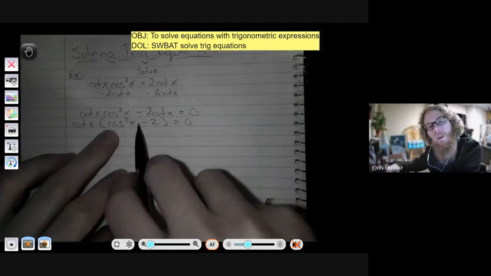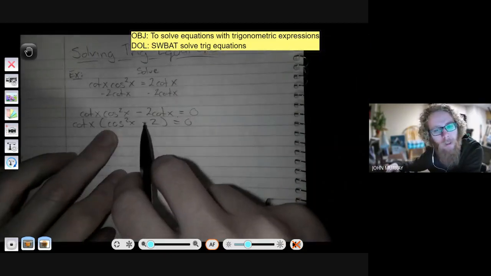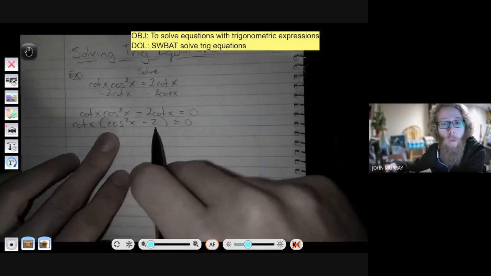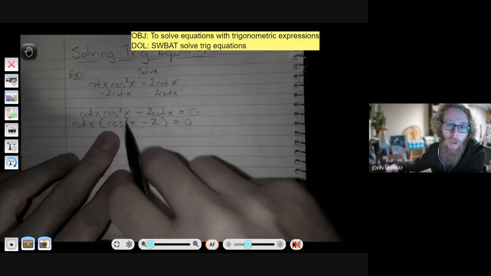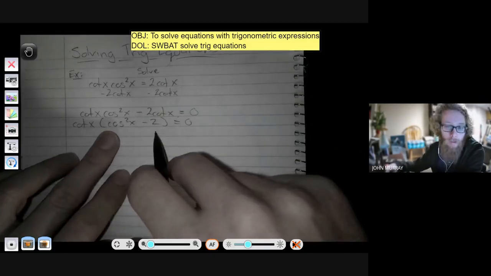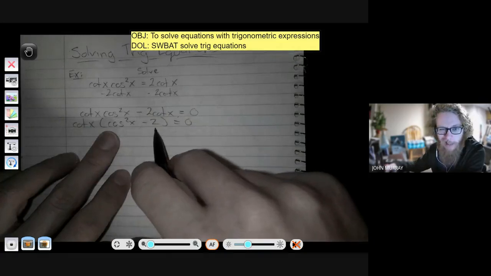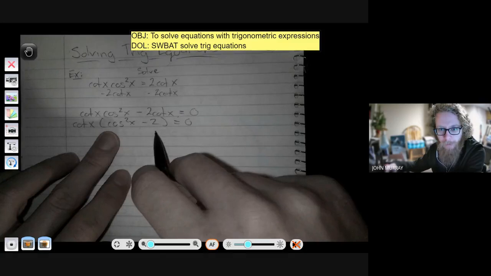Now here, you might say, well, that kind of looks like a Pythagorean identity, but this is a 2 and not a 1. If this was cosine squared x minus 1, then you can replace it with sine squared x. But again, that's not really going to help us.